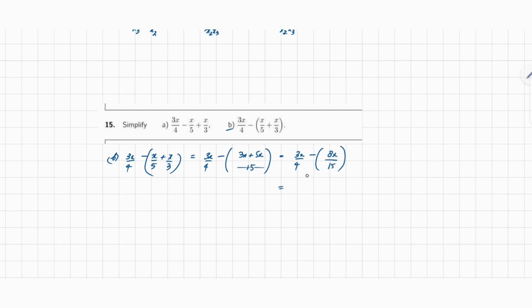Over here, again, there is no common denominator or common factor within the denominator. So we just cross multiply. We have 15 times 3x minus 8x times 4 over 15 times 4. This gives us 45x minus 8 times 4, 32x over 60, and that is 13x over 60, which is our final answer.